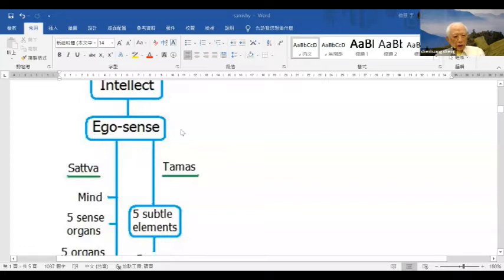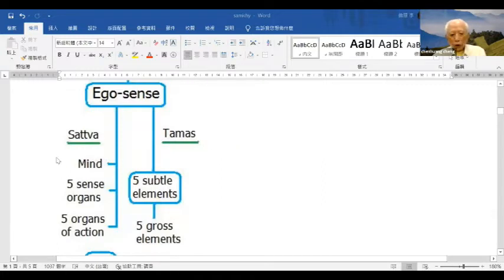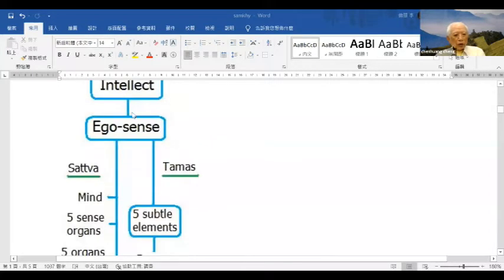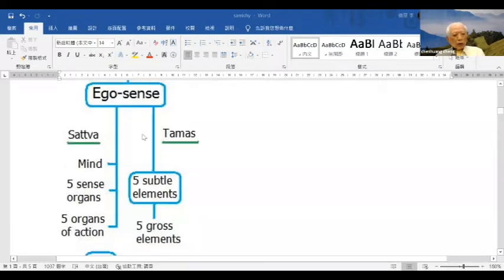When the ego sense arises, then there are two directions to evolve. One direction is the mind, and the other direction is the physical matter, our body in terms of sentient beings. So we have the mind and the matter. Mind and matter are two elements. So Prakriti evolves to intellect, buddhi or awareness, and from awareness evolves to ego sense, and from ego sense evolves in two directions. One direction is mind, and the other direction is matter.